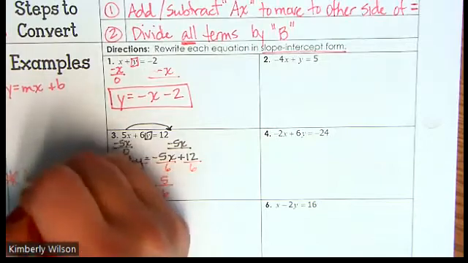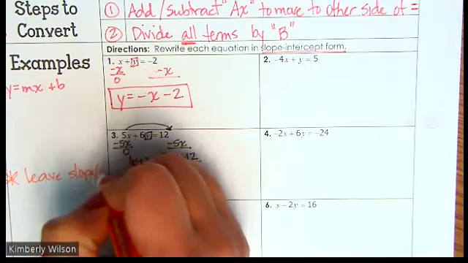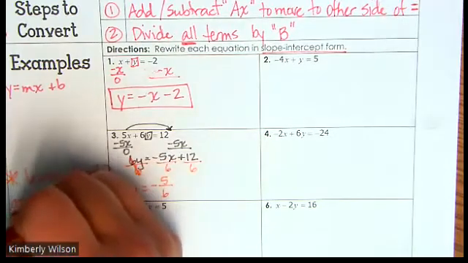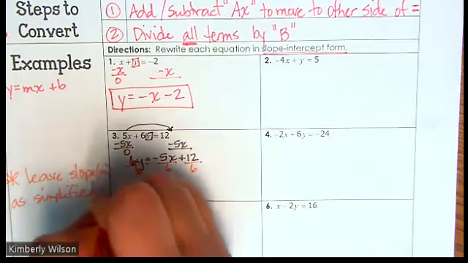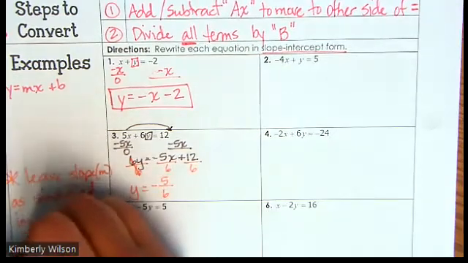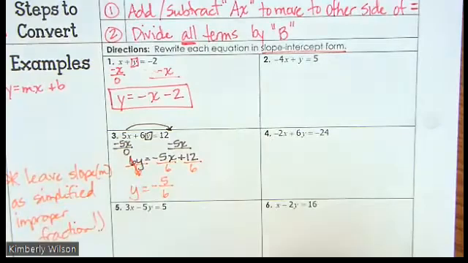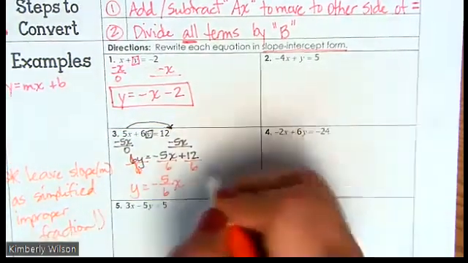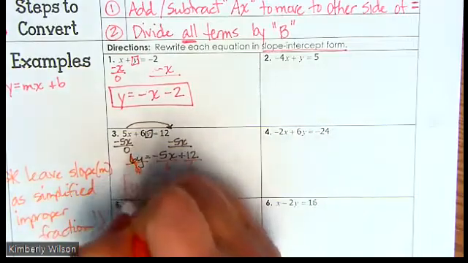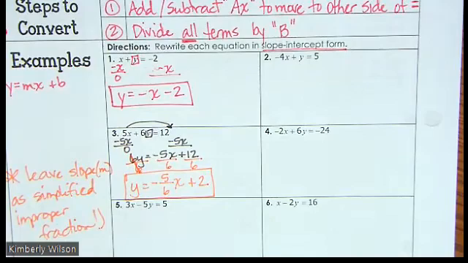leave this as the fraction. Leave the slope, which is m, as a simplified improper fraction. Okay, don't forget the x, negative 5/6 x plus 2. And there's my equation. Again, if you're struggling, pause it, rewatch it.